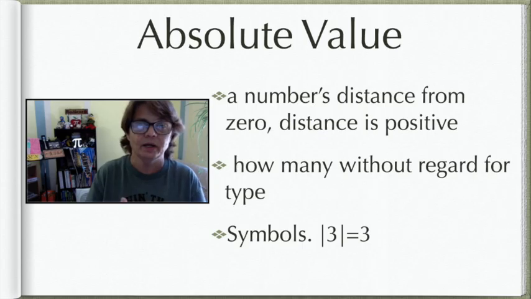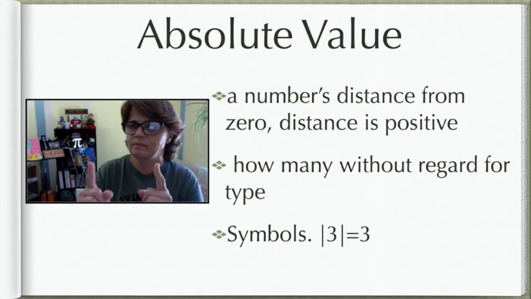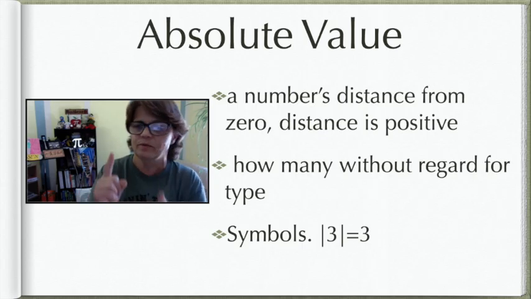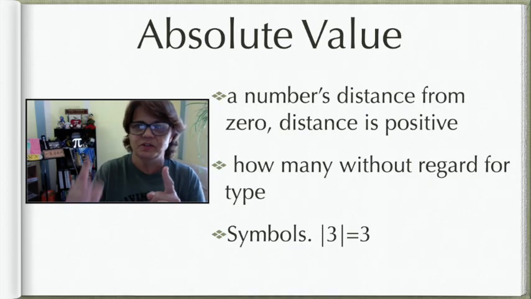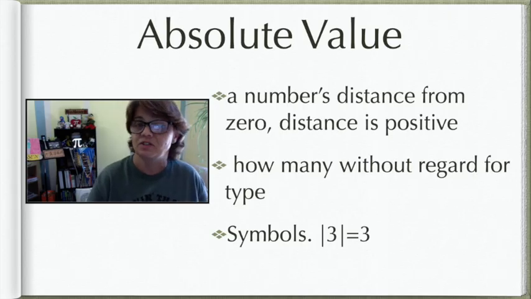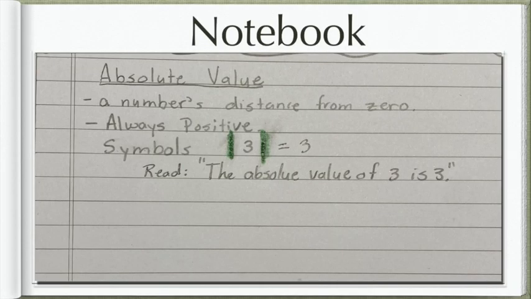So if I had a number line and you had 3 here and you had 0 here, or actually you would do 0 and then 3, it would be 3 steps between. So it is the distance of 3. Now we're going to go straight to the notebook.